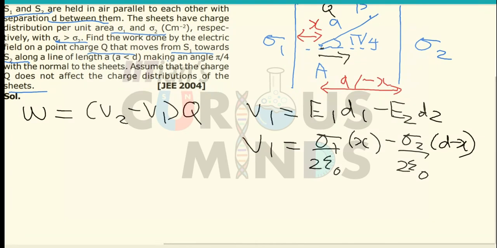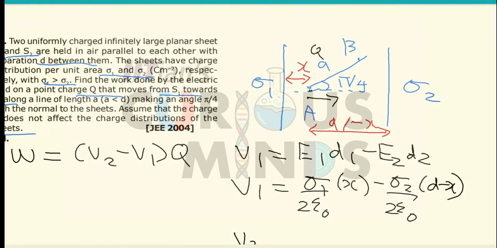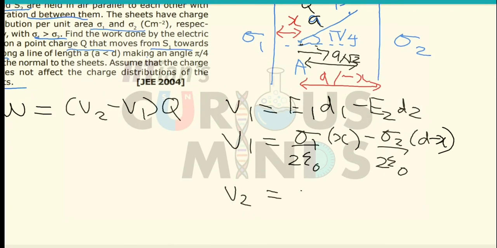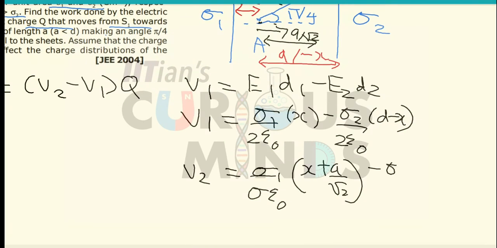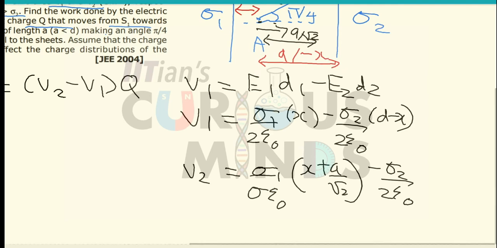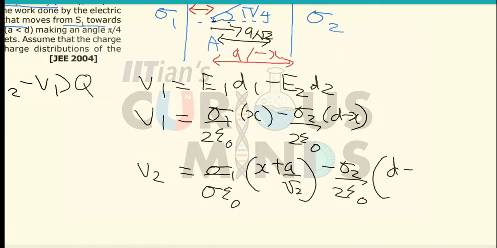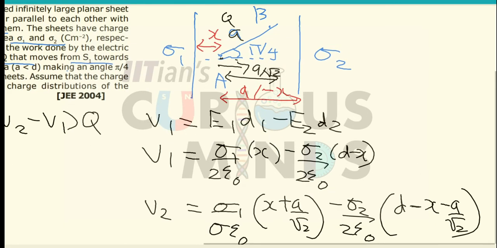And the potential in the second case. If this distance is equal to a, this distance will be equal to a by root 2. So it will be sigma 1 divided by 2 epsilon naught, into x plus a by root 2, minus sigma 2 divided by 2 epsilon naught, into d minus x minus a by root 2, if I calculate this distance.